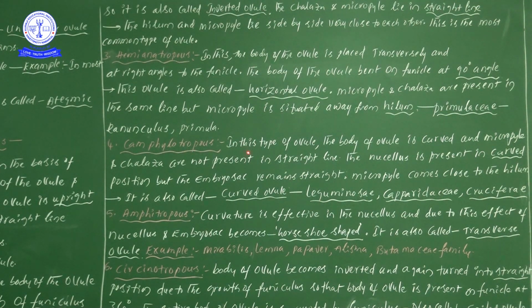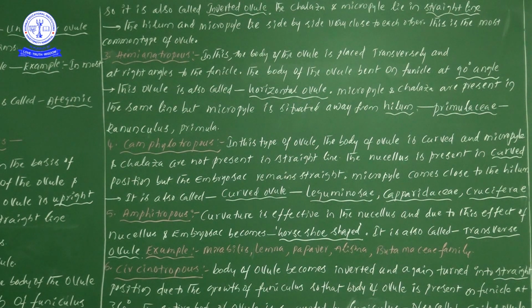Amphitropous ovules. What are the types of ovules we have discussed? Let us revise once. First of all, orthotropous, next one, anatropous ovule, next one, hemitropous ovules we have discussed. In the orthotropous ovule, the body of the ovule is in a straightened position. The micropyle, chalazal region, and hilum all lie on one straight line, isn't it?